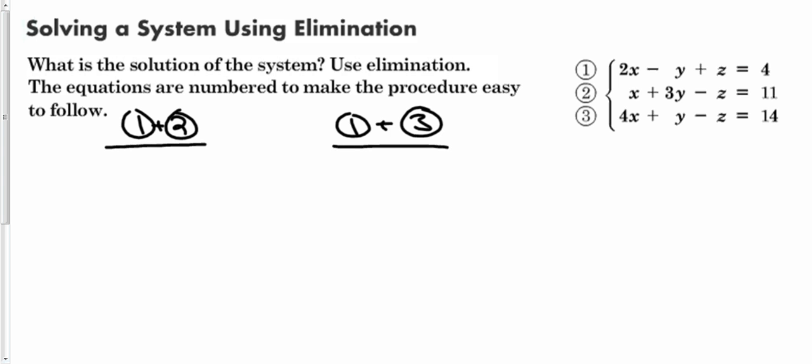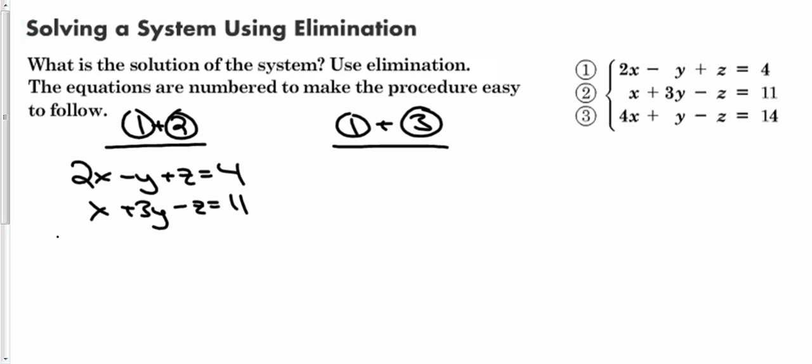Okay, so let's take equation 1, which is 2x minus y plus z is equal to 4, and equation 2, x plus 3y minus z is equal to 11, and let's put them together. So that gives me 3x plus 2y, the z's cancel, which is what I want, is equal to 15. Now we're going to stop there, because I now have x and y. I can't take that any further until I have another equation with x and y. So let's take 1 and 3 and add them together.